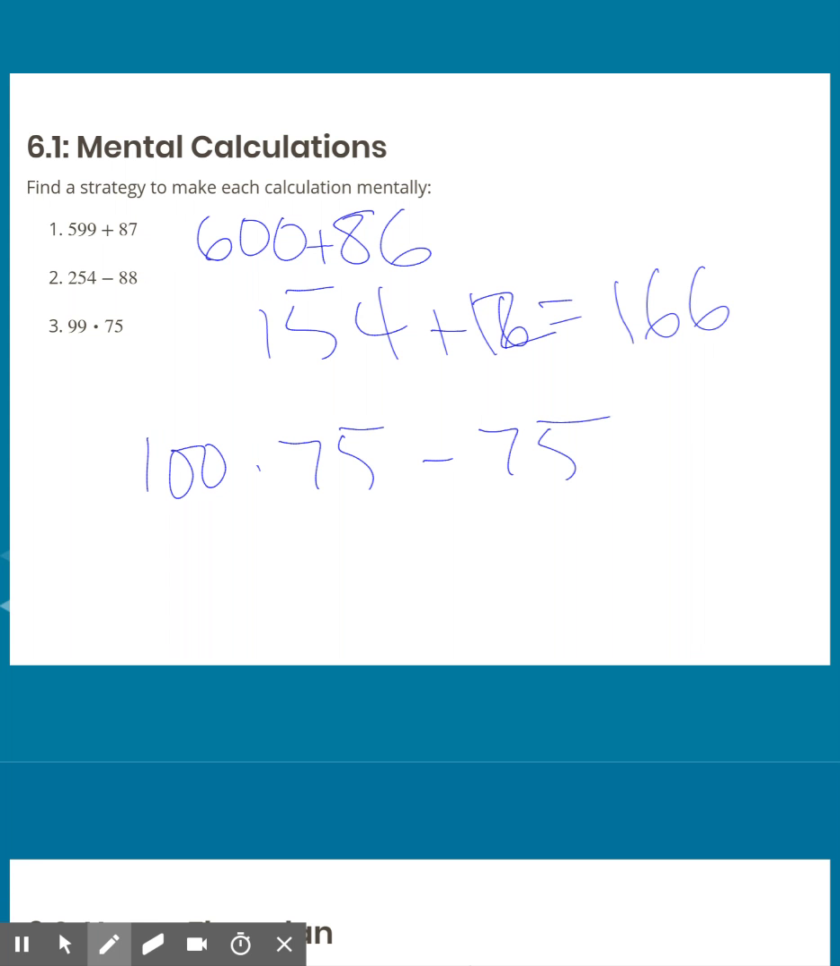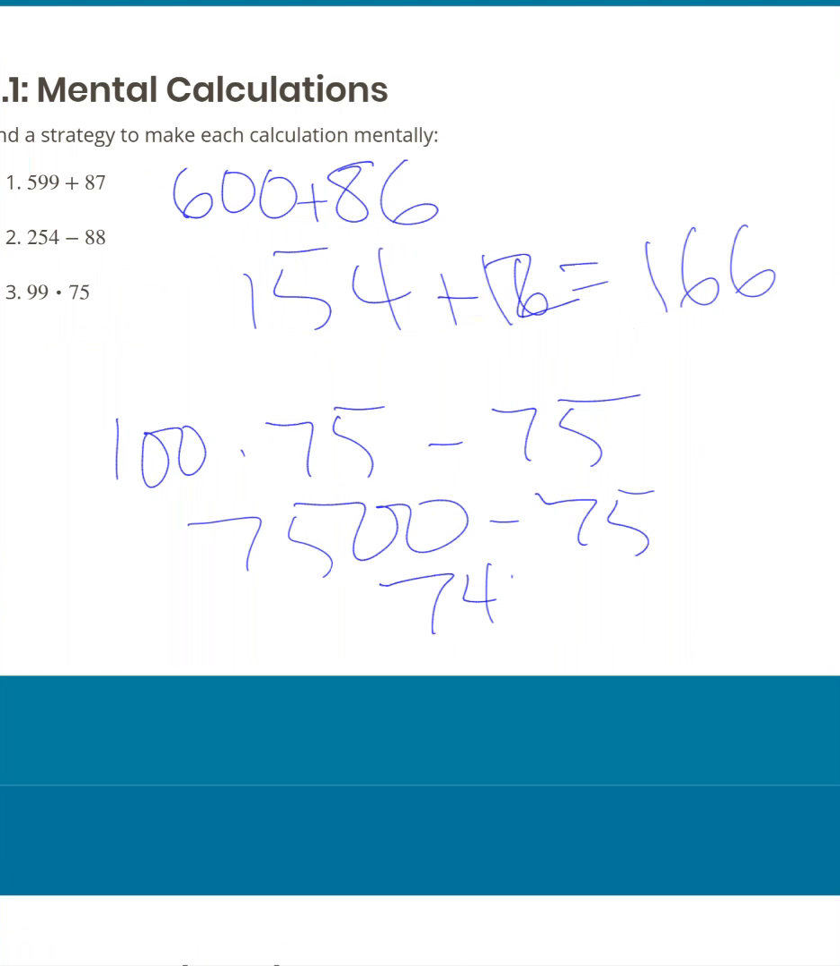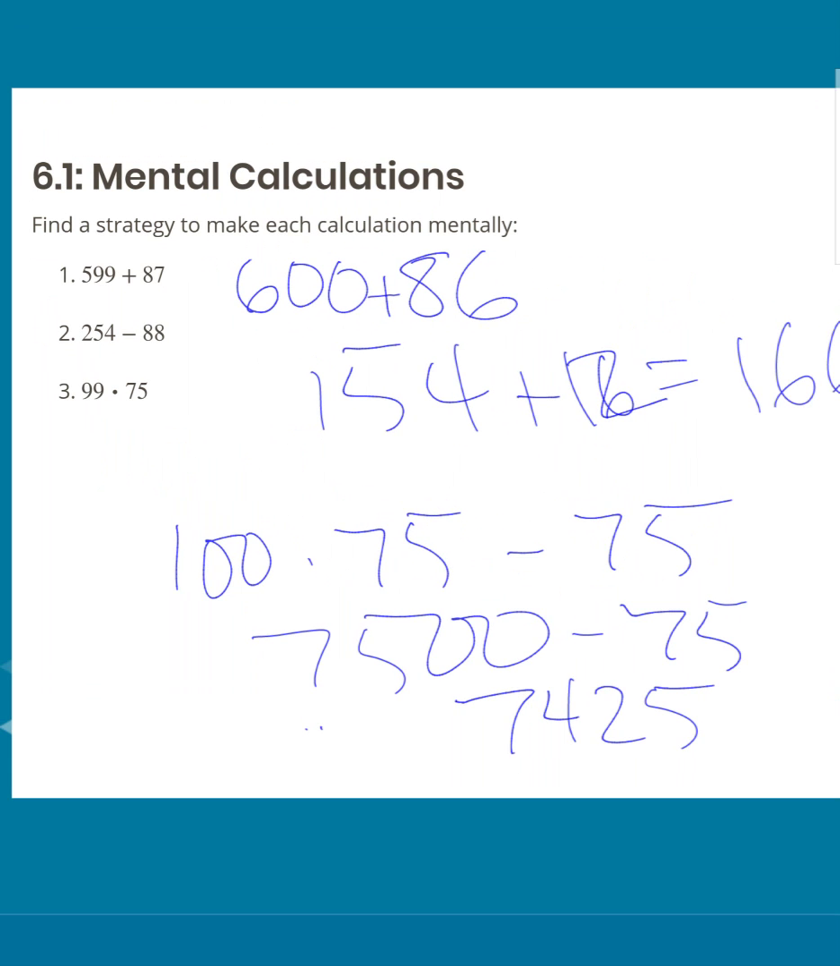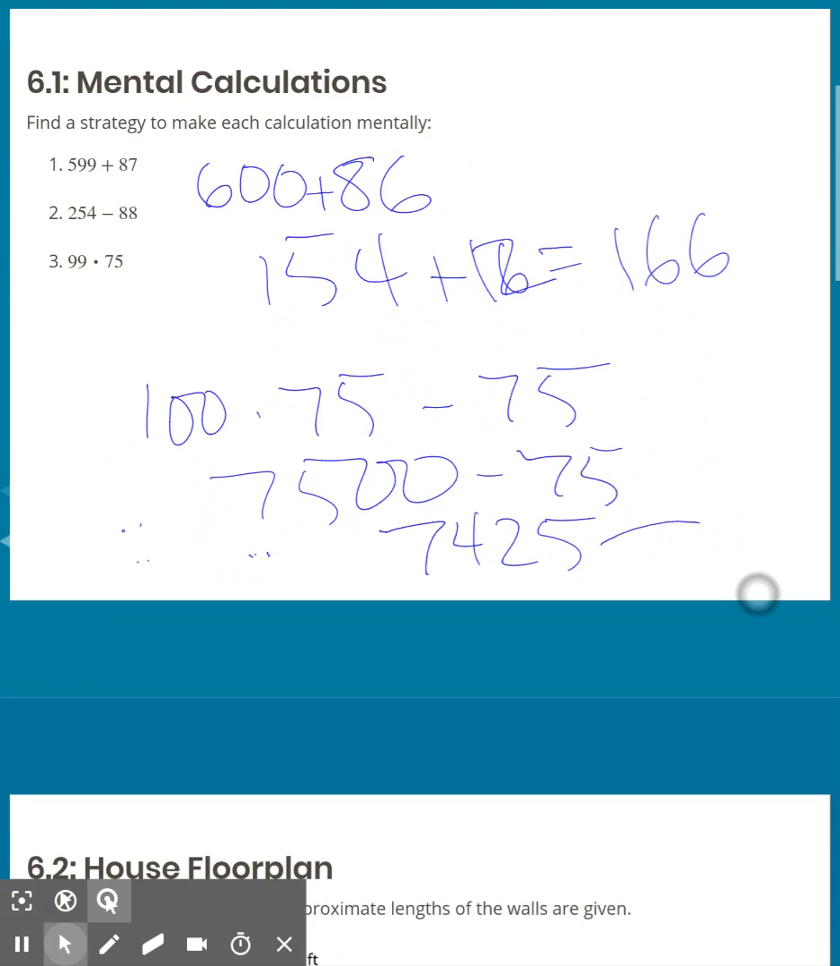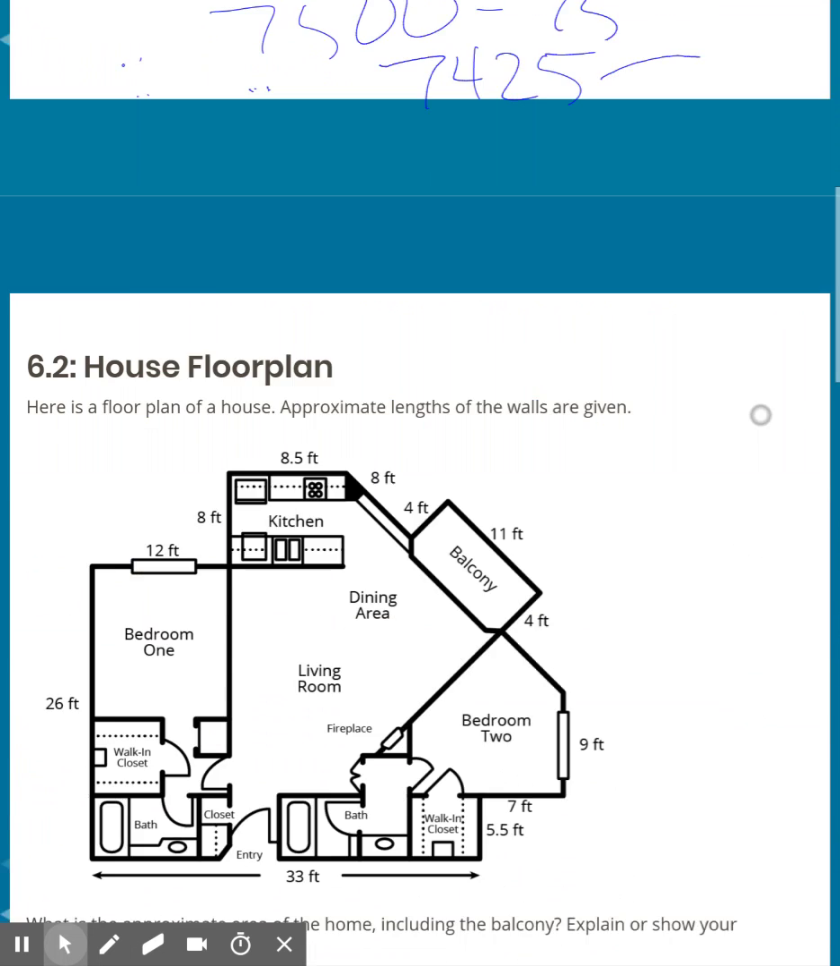75. And so getting 7,500 and then minus the 75 to get, what is that, 7,425. So looking at those that way, I think, can be helpful as they compose and decompose numbers and moving to composing and decomposing their shapes later on.